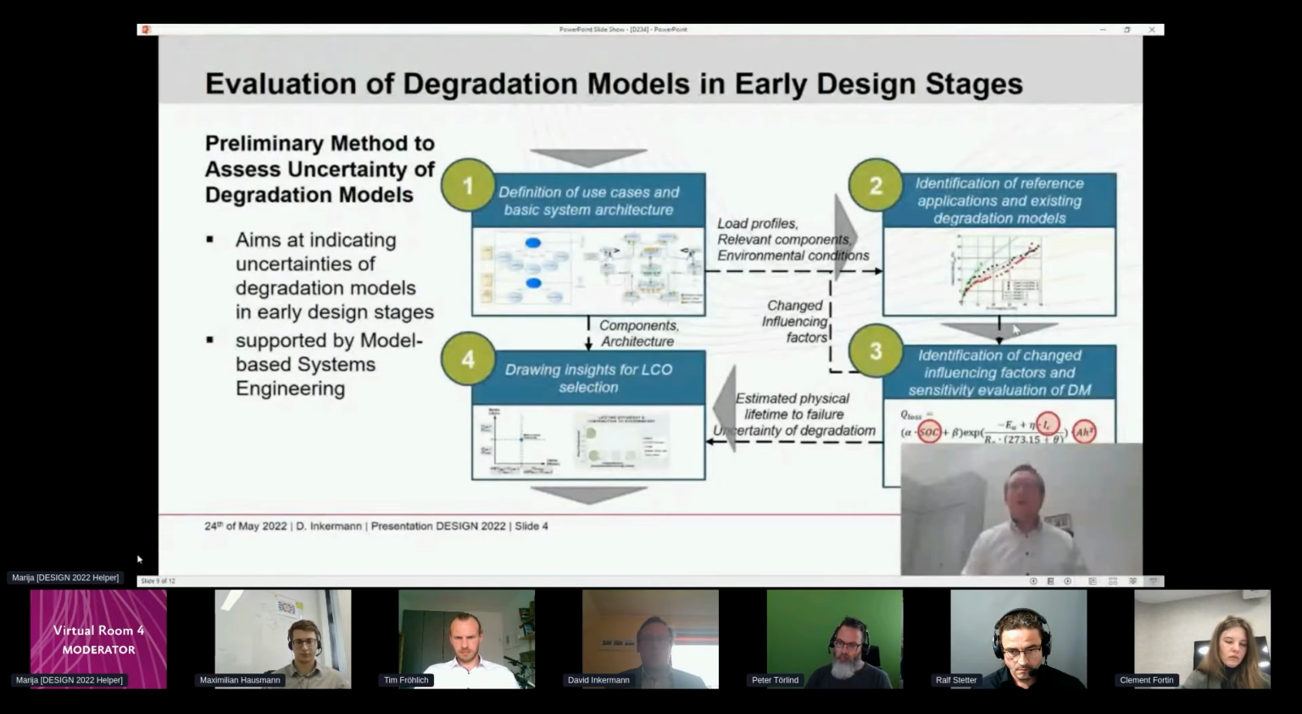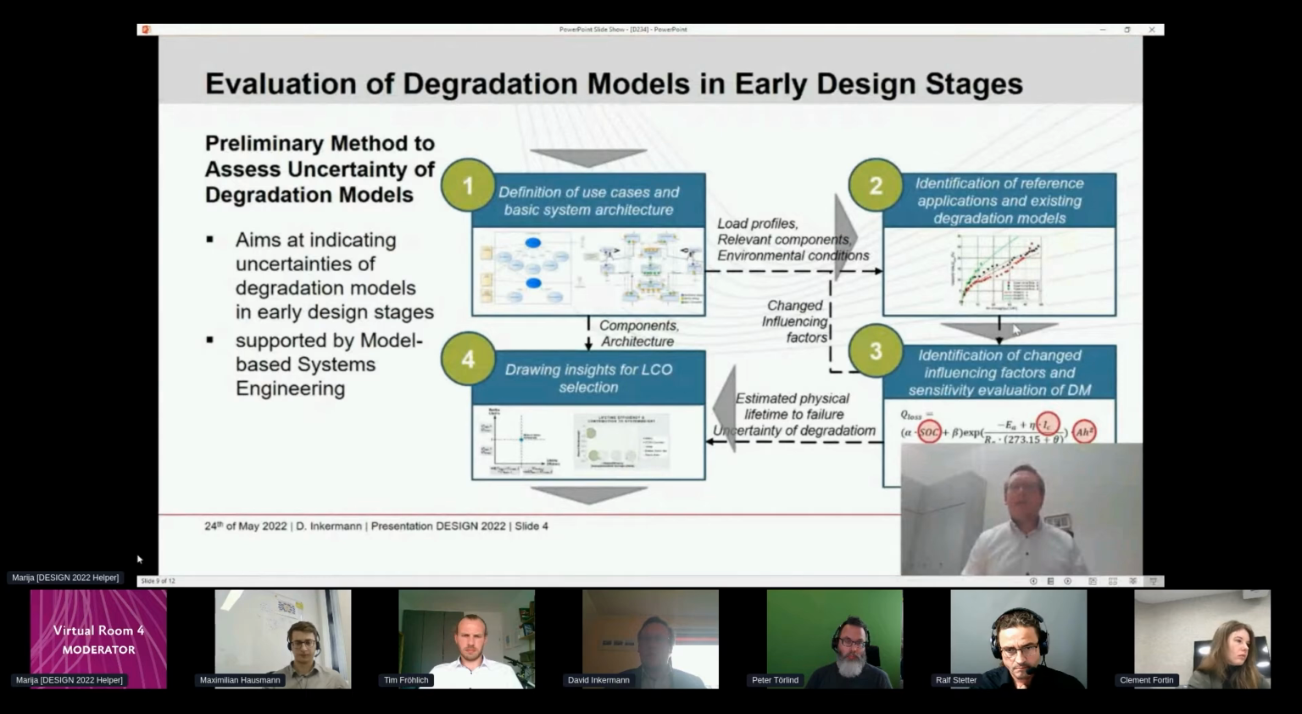Having a specific degradation model of a reference application, the next step is to identify changing influencing factors, meaning to evaluate which influencing factors differ between the intended application, so the definition in step 1, and the reference application defined in step 2. This identification is focusing on the single influencing factors given in the degradation model. So for instance, focusing on a battery, that can be state of charge or the energy throughput, and we evaluate whether these single influencing factors differ on a scale between 0 and 1, with 1 indicating there's a high difference between the reference application and our intended application.